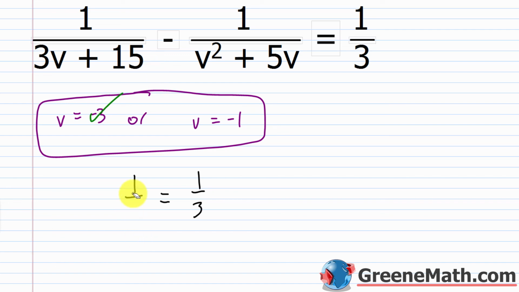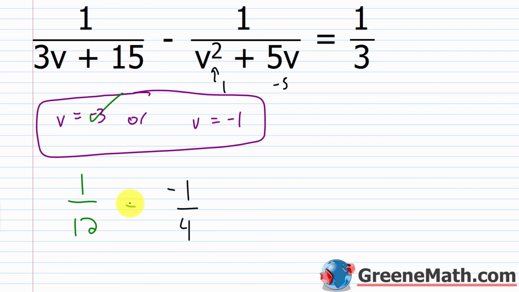So now let's try negative 1. So 3 times negative 1 is negative 3. Negative 3 plus 15 is 12. So this is 1 over 12. And then minus, I'm going to have 1 over v squared. Negative 1 squared is 1. So this would be 1. 5 times negative 1 is negative 5. So 1 minus 5 is negative 4. So I'd have minus a negative 1/4.